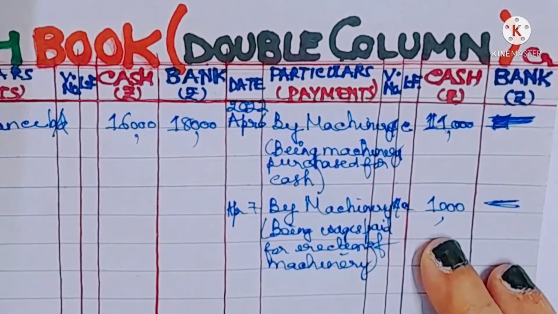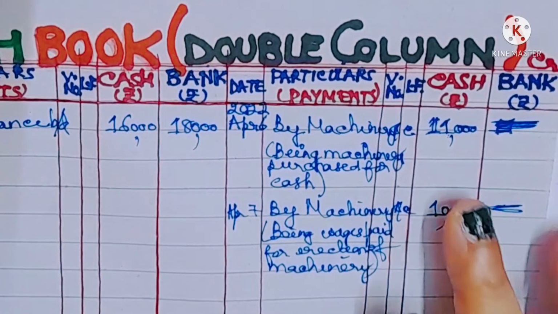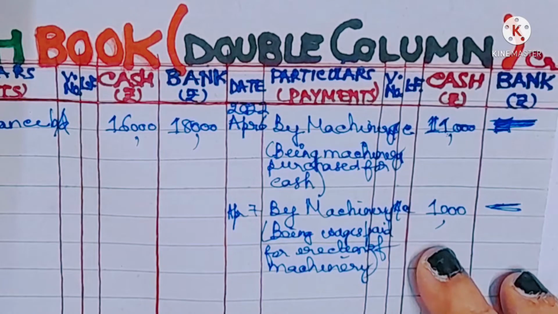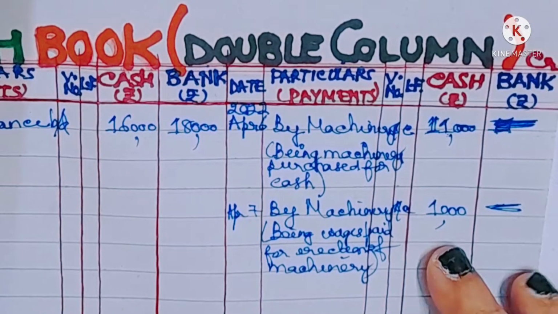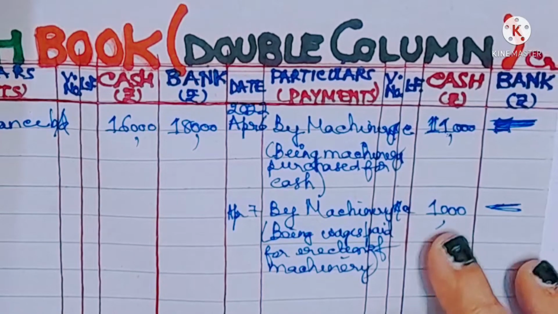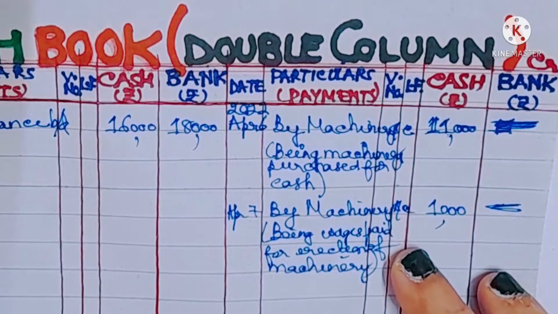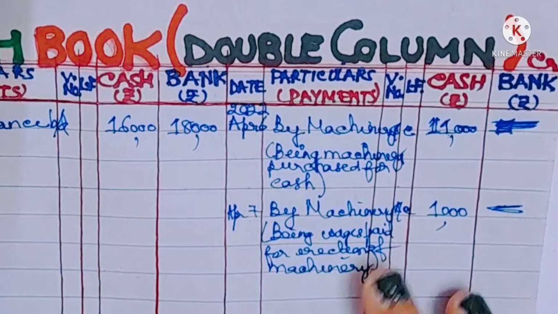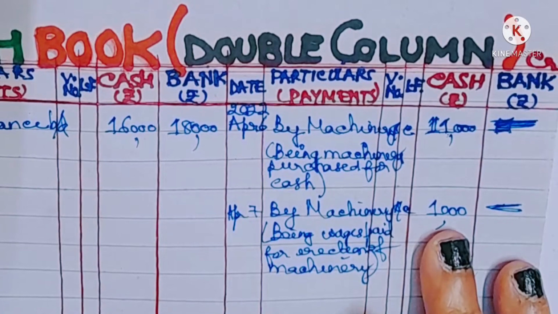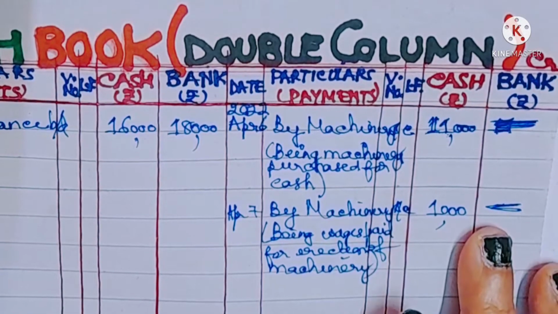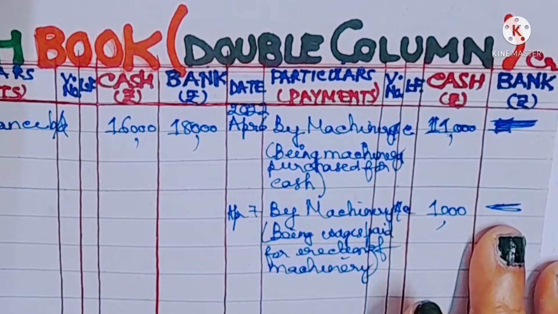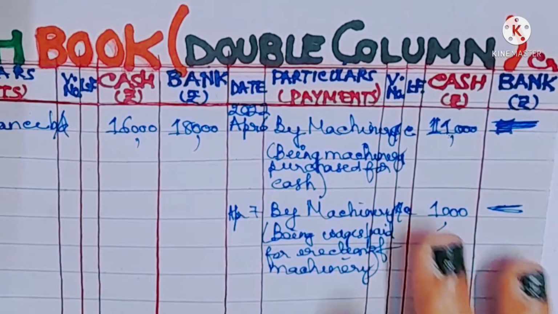Okay. Now, moreover, cash column represents cash account and cash account comes under real account. According to real account, what goes out is credit. Here, when wages is paid for the erection of machinery, cash goes out from the business. So cash account will be credited. 1,000 will be credited. Understood? So let's see the next transaction.